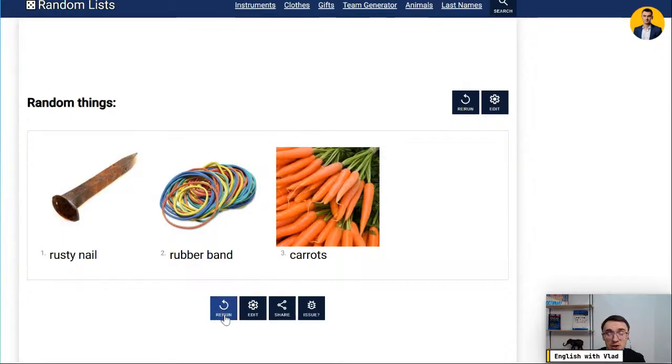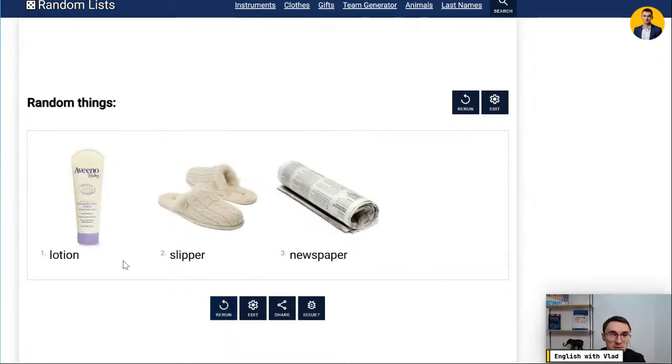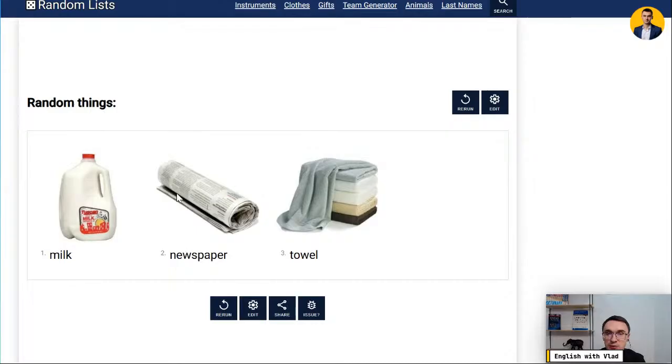If I click return, I will get three new images, random images. Sometimes you will see images repeating, but that's okay. We'll click again and we'll get some new images. Let's go. So we have lotion here, lotion, slipper, one slipper, but a pair of slippers. Newspaper, newspaper. Let's go and generate something else. Again, as you can see, newspaper, but the first one is milk, and it looks like it's a gallon of milk. A gallon of milk. And number three is towel, towel.